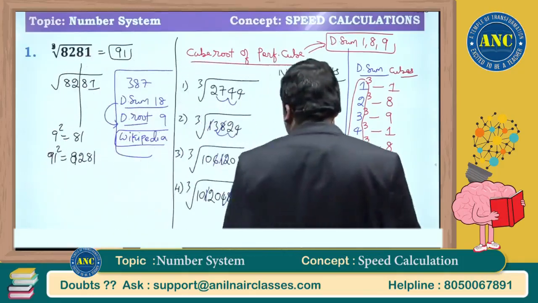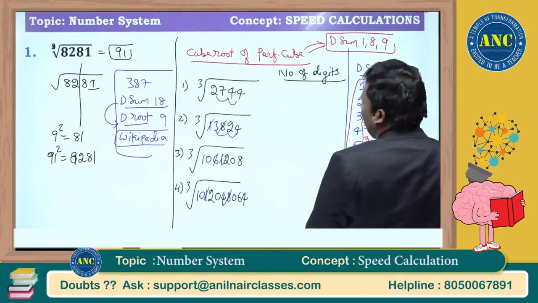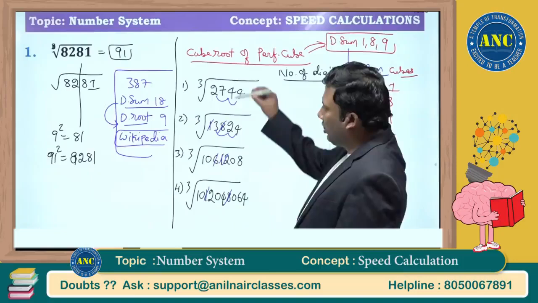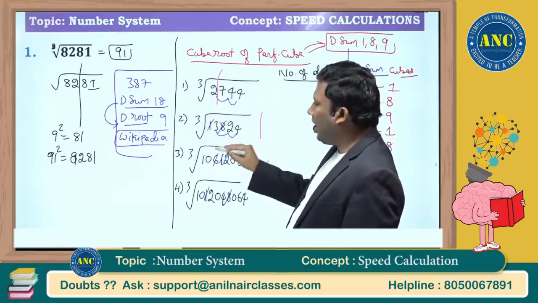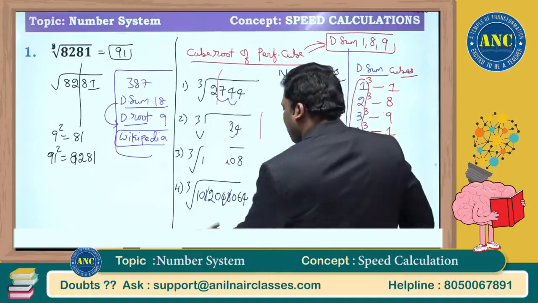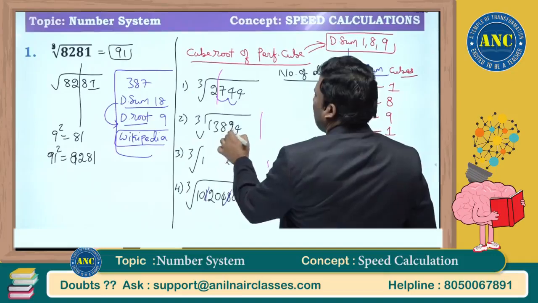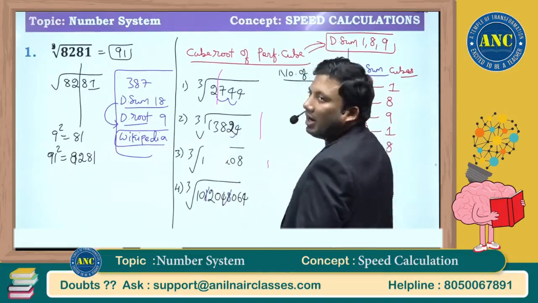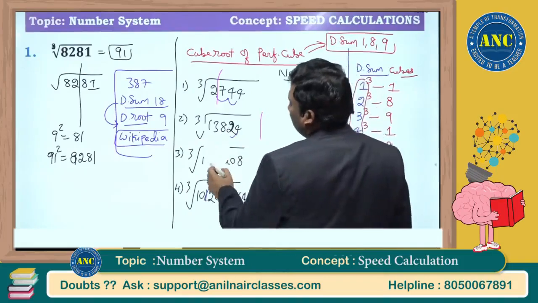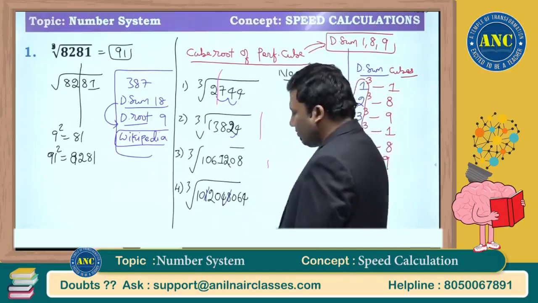How to find out the number of digits? Already we discussed. For you to find the number of digits, if it is a perfect cube, keep a slash after every 3 digits. This is the number which we have taken: 100 plus these 106, 1208.